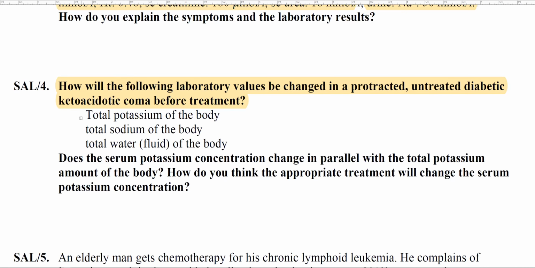Now let's see how the total potassium of the body is going to change, how the total sodium of the body changed, and how the total water of the body changed. Let's start with the water.